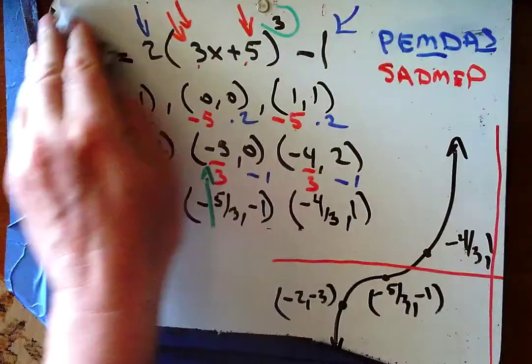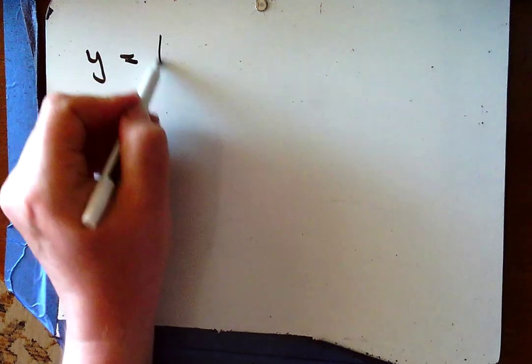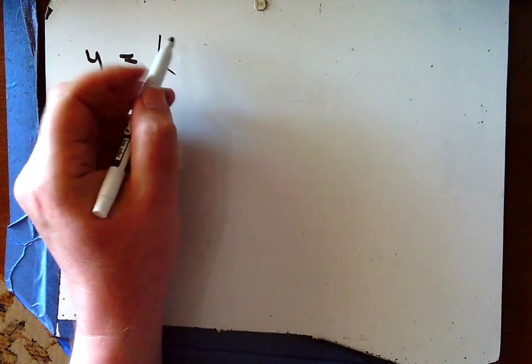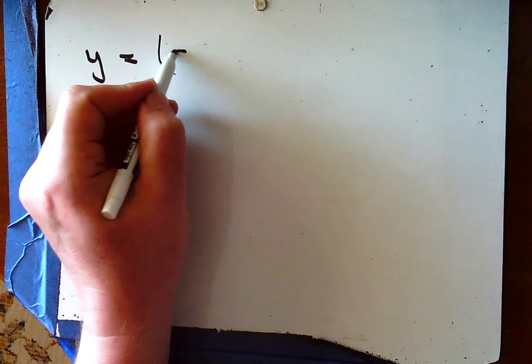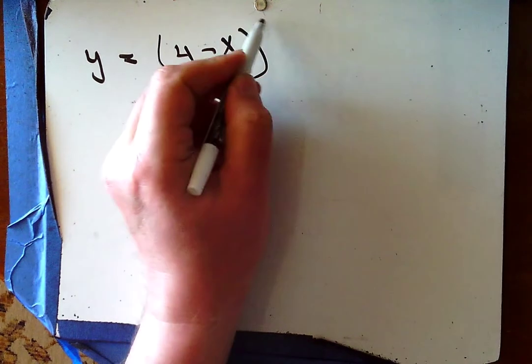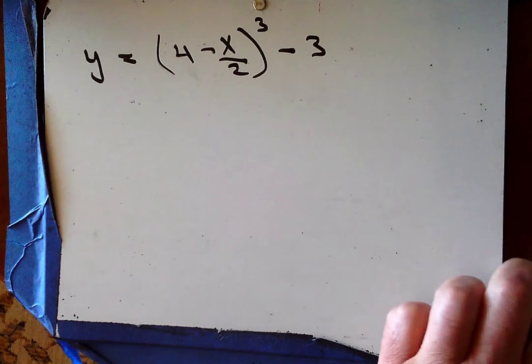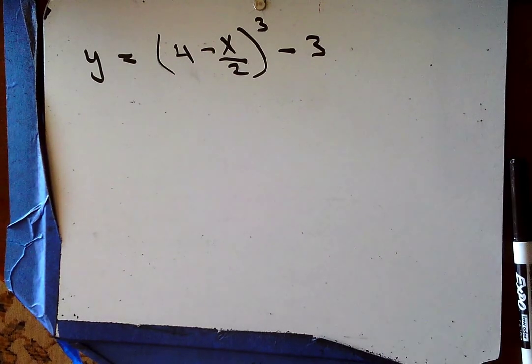Okay, let's do 1 or 2 more of these, and then let's switch to our last topic of the video, going backwards. All right, so how about this one? y equals negative, there we go, 4 minus x over 2 cubed minus 3. Okay, give it a try. Come back when you're done.